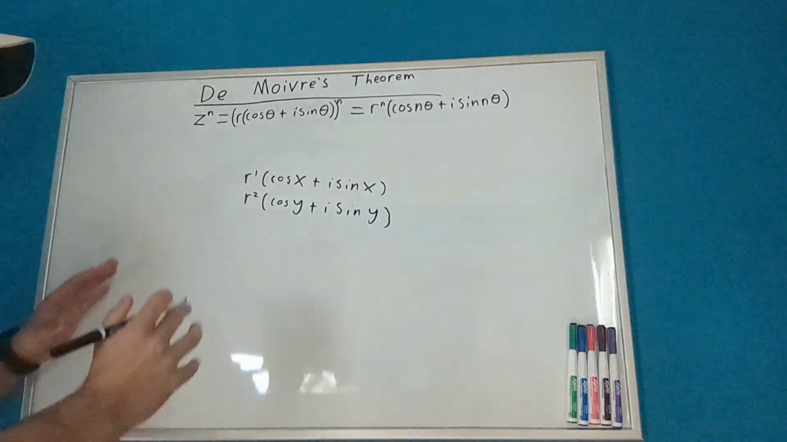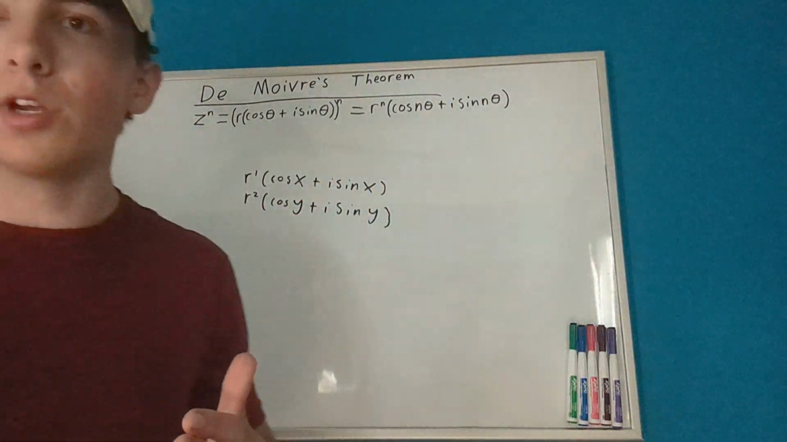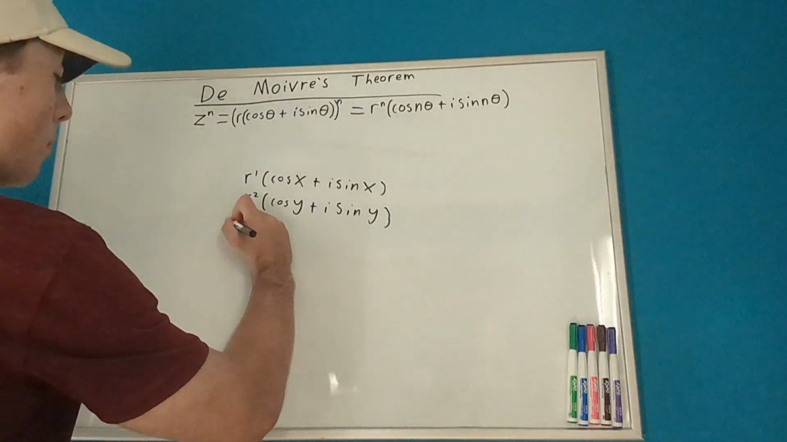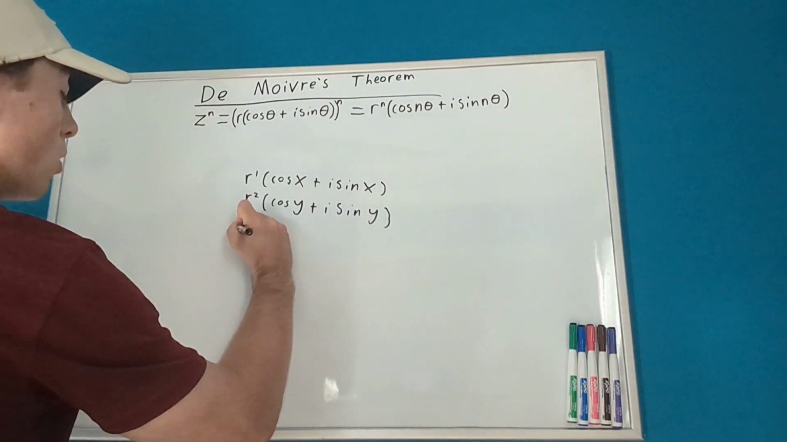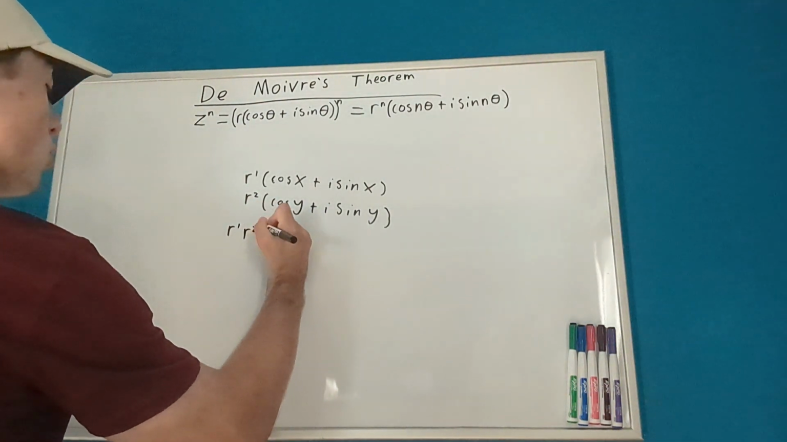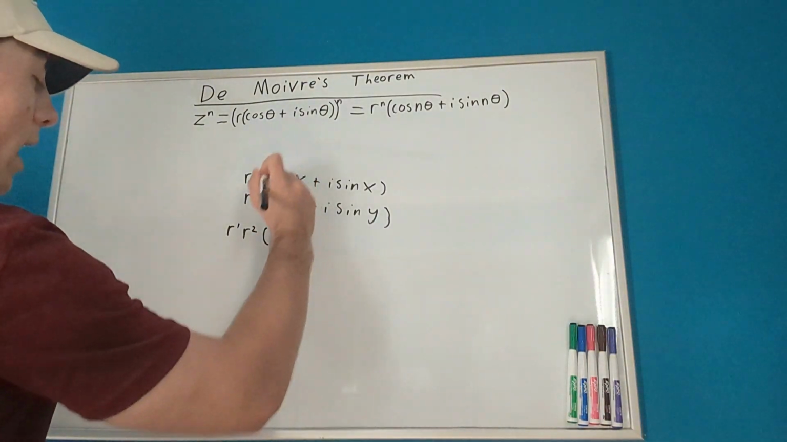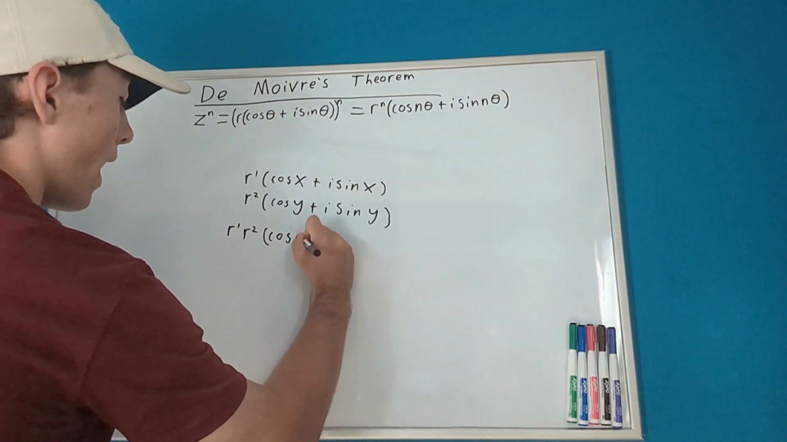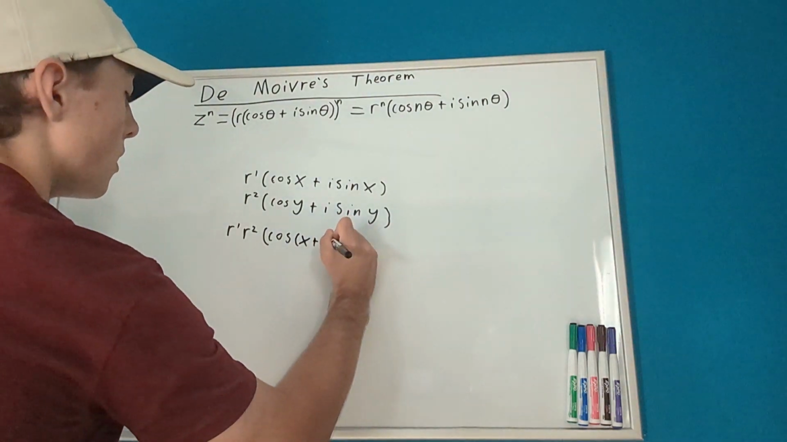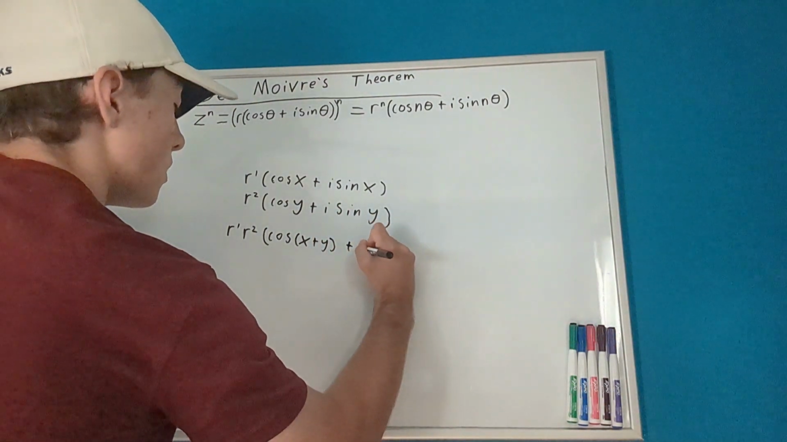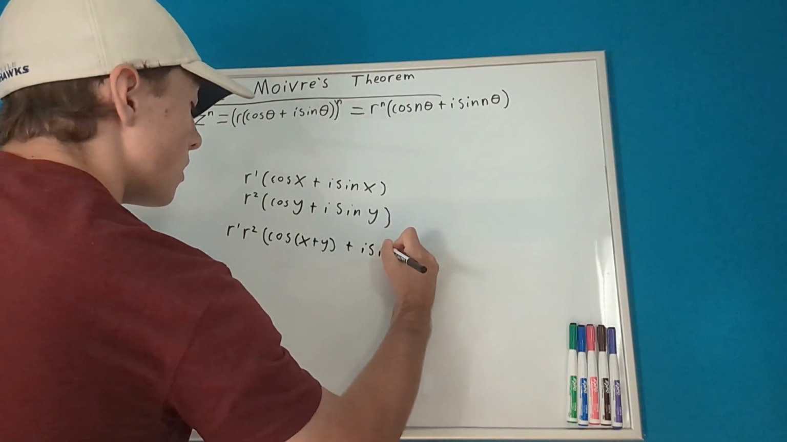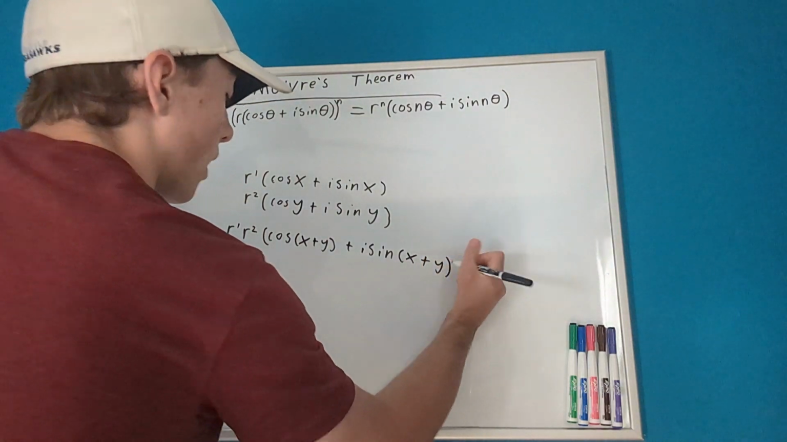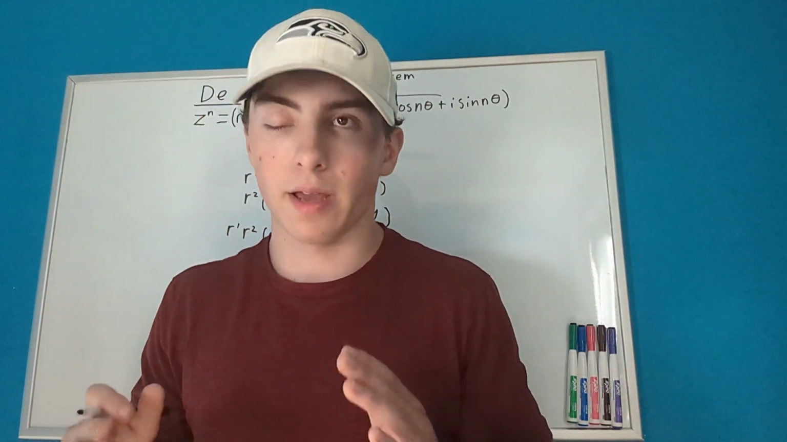Let's remember, when we're multiplying these complex numbers, what do we do with their moduluses? We multiply them together. So this is going to be r1 times r2. And then with their angles, we add the angles together. So this is going to become cosine of x plus y plus i sine of x plus y. So remember, that's what we do when we're multiplying complex numbers.